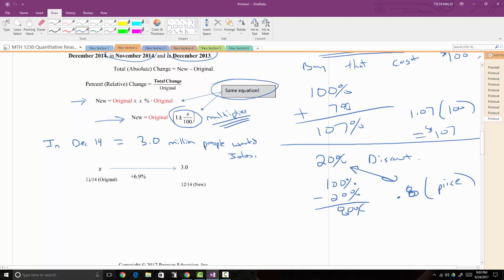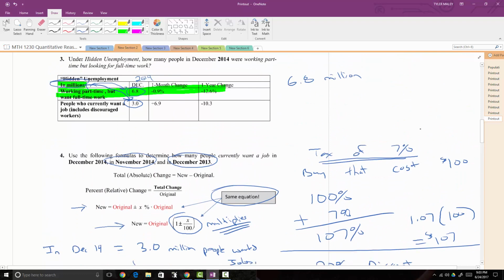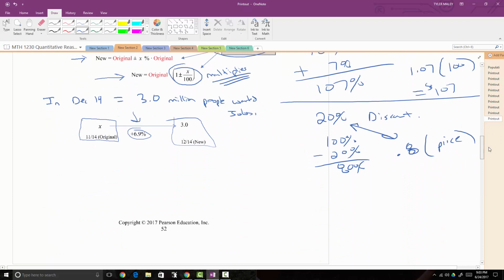So then here we're trying to figure out the 1 month change. Actually, this plus 6.9% came directly from the table also. This is for the 1 month change, right? So we have November of 14 and 12/14, which is the new amount. And if we look up at the table, this is the 1 month, right here, plus 6.9. So going from November 14 to December 14, we went up 6.9%, right?